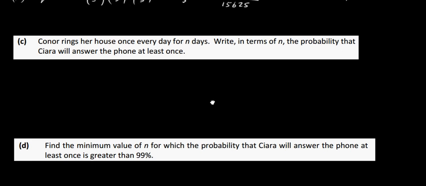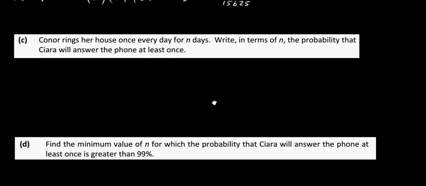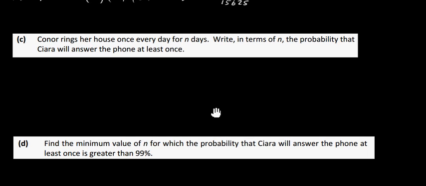Write in terms of n the probability that Ciara will answer the phone at least once. Well, now we don't know what n is, so we can't work out individual probabilities up to n. So the way we would do this is work out the probability that she doesn't answer the phone in n days, and then do 1 minus that probability.